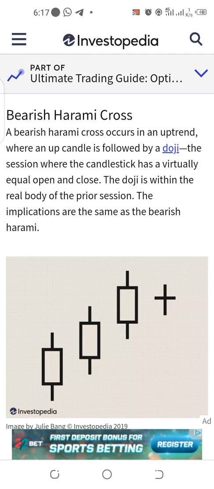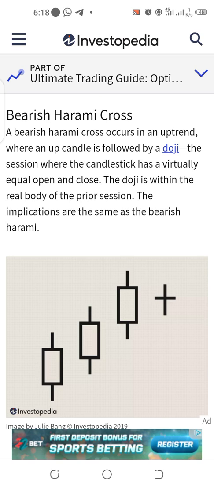It is where an up candle is followed by a doji. The candlestick you are seeing here, the one that looks like a cross, we call a doji in crypto or in forex trading. It is a candlestick that has essentially equal opening and closing prices. That means the closing price and the opening price are almost at the same line. That is called a doji.